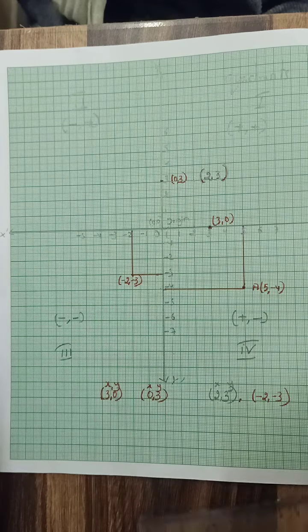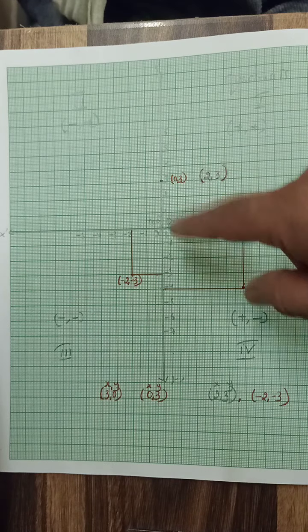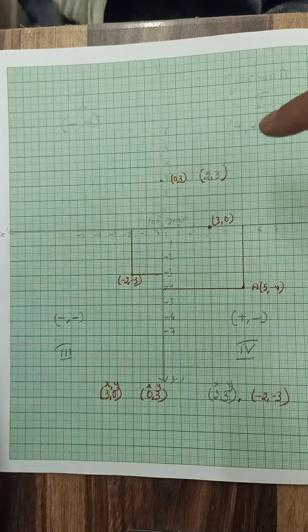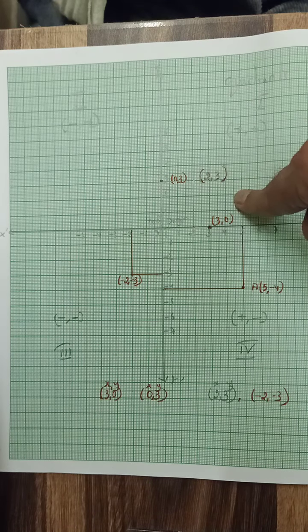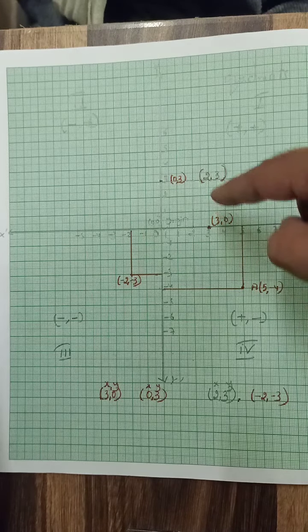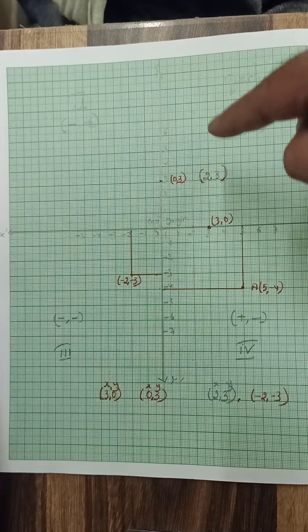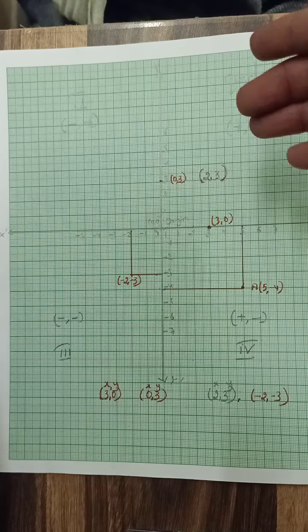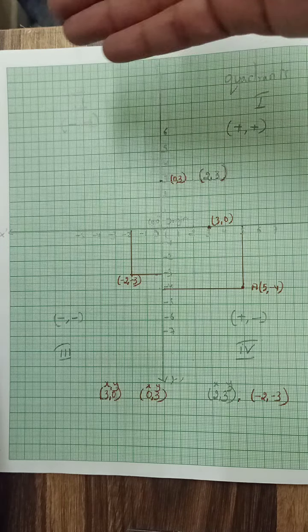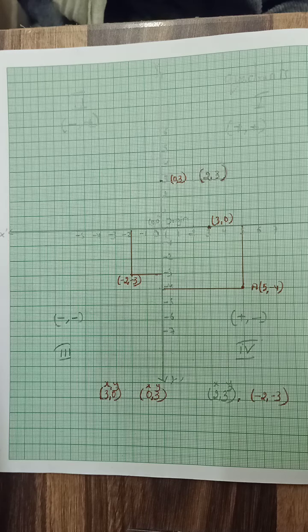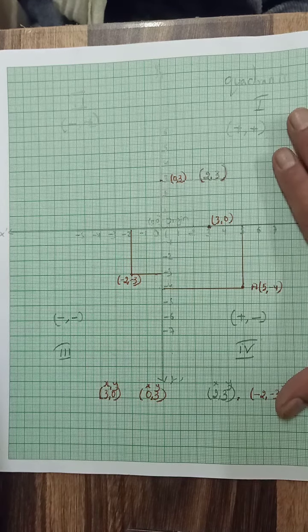Either they will give you some points and ask you to plot those points on a graph paper, or sometimes they will give you the graph and ask you to mention the points, or they will give you points and ask which quadrant those points lie in. So after seeing the signs, you have to tell whether they lie in the first, second, third or fourth quadrant. So these are the few important concepts which you have to understand.